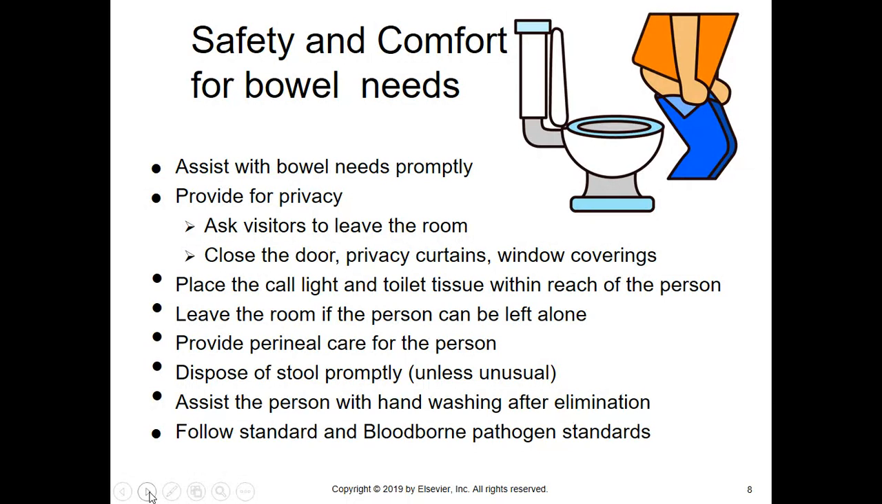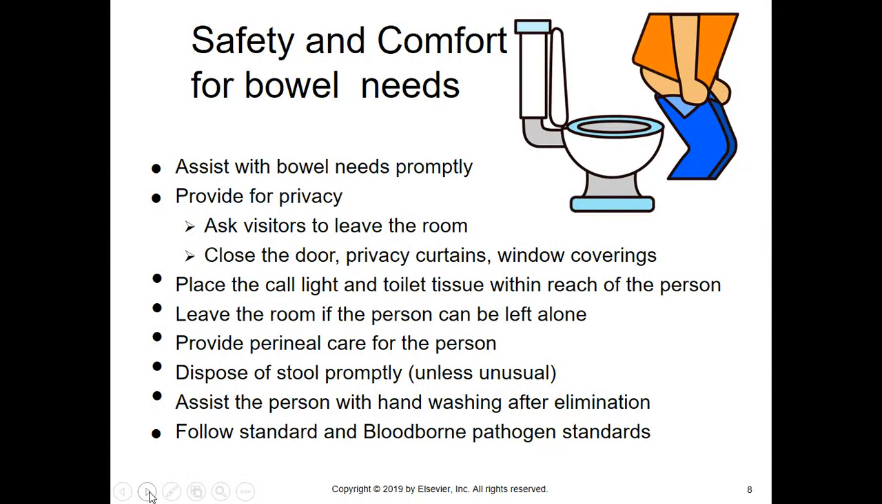Ask visitors to leave the room. Close the door for privacy. Pull the curtains. Close the windows so nobody's seen. Place the call light and toilet paper within reach for the person. Leave them if they can be left alone. When they're all done, help them with pericare if they need it. Flush the stool or get rid of the stool unless it's unusual and a nurse needs to see it. Get rid of the stool to avoid odor and bacteria.